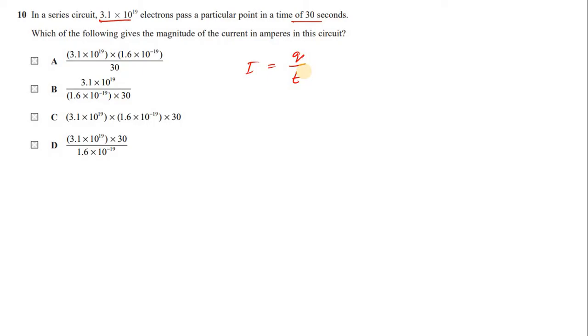There is a confusion. Sometimes students think that this is the charge. No, this is not the charge. This is the number of electrons. So Q, the charge, you need to find. So Q is the number of electrons, 3.1 times 10 to the power 19, times the amount of charge on one electron, 1.6 times 10 to the power minus 19, divided by time, which is 30. So option is A.